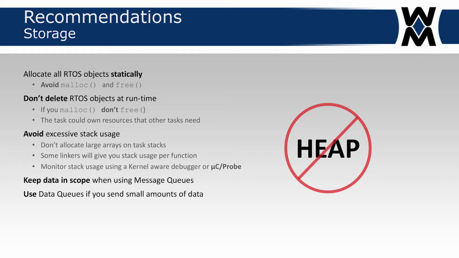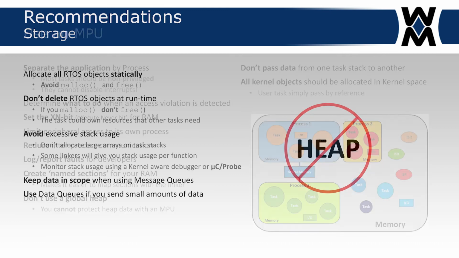You want to keep the data in scope, especially when using message queues by reference. You don't want to produce data and then somebody else tampers with that data until it's actually consumed by its recipient. So you want to make sure the recipient is the one that actually discards the data structure that you've allocated when you sent the message to a task. Use data queues if you're sending small amounts of data. That's always a recommended thing to do.